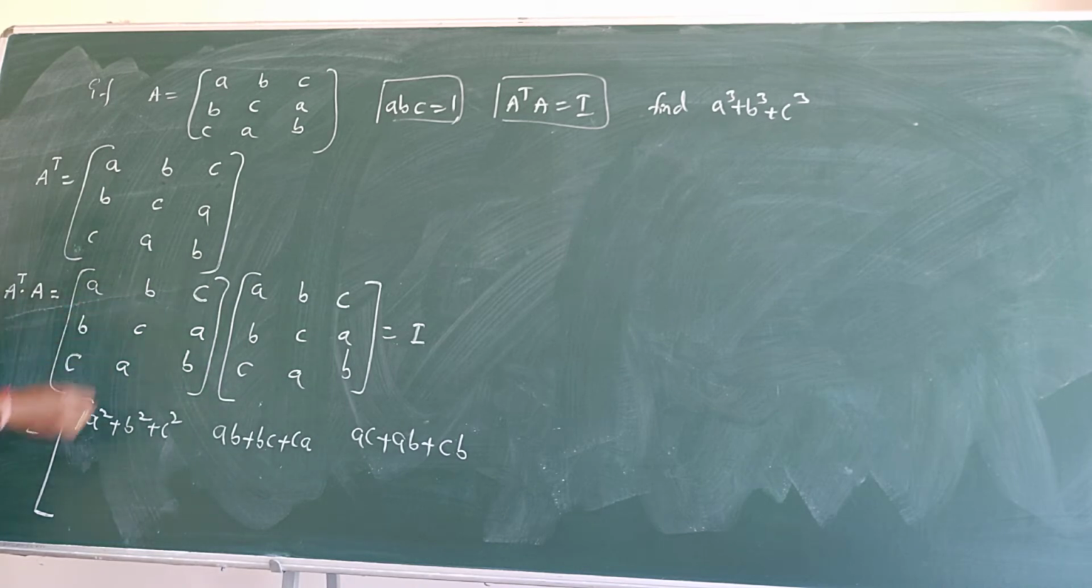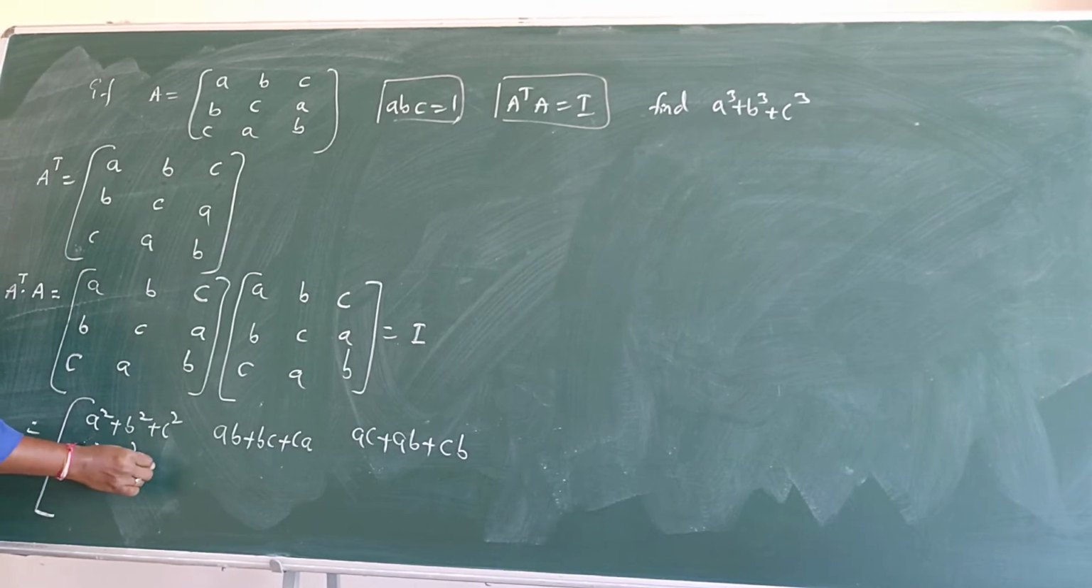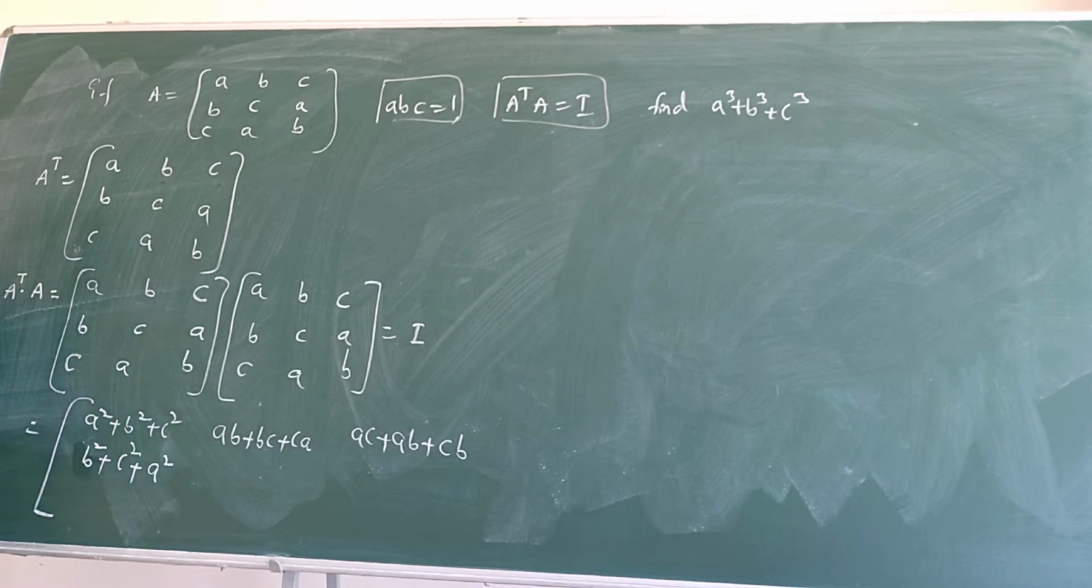Now again row by column. B into A, BA, row by column, second. B into B, B square. B into B, B square. C into C, C square. A into A, A square. You know? If you don't know, I will do one thing. You close these all, only you do this one.